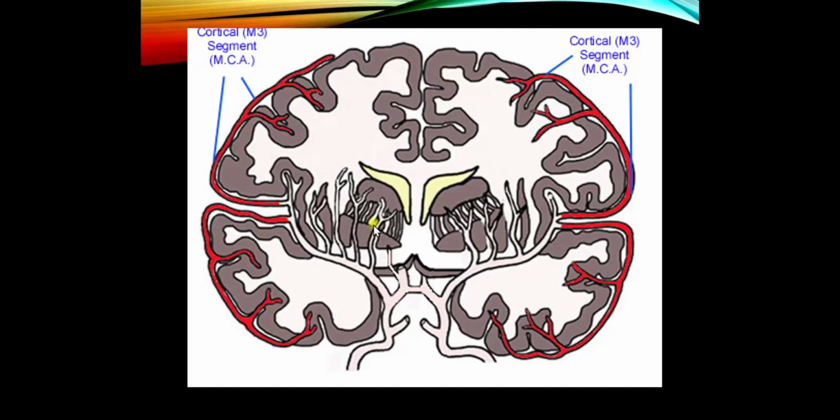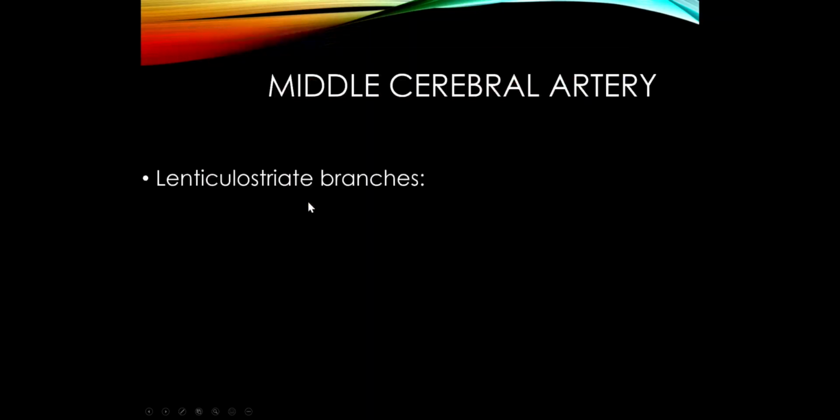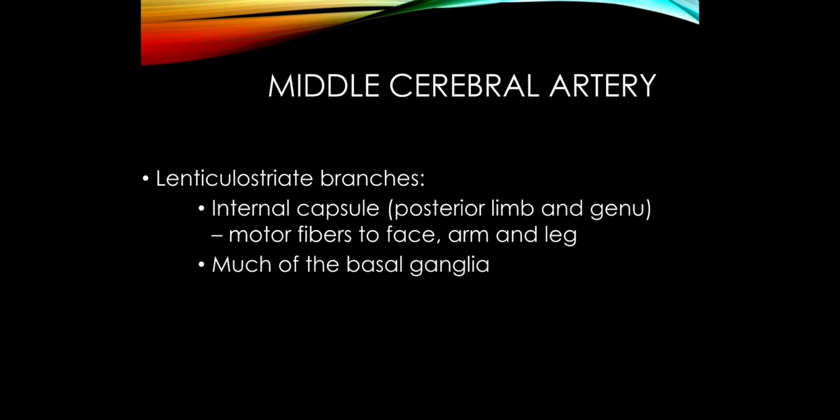All right, but notice it also gives off these penetrating blood vessels as well along the way. And these are called lenticulostriate branches. And these are very important. Actually, the most common stroke syndrome that we see in neurology involves an occlusion of the lenticulostriate artery, or one of the branches. So the lenticulostriate artery supplies the internal capsule along with the anterior choroidal artery. But in particular, the lenticulostriate branches, you want to associate that with motor pathways.